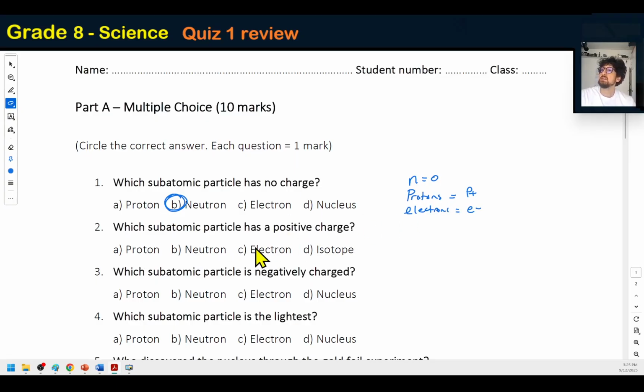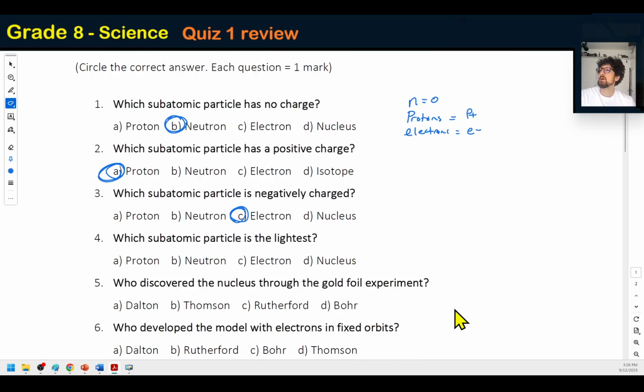Which subatomic particle has a positive charge? Well, we've just answered it. Protons are positive. Which subatomic particle is negatively charged? Hopefully everybody picked electrons. They're also the lightest. Which subatomic particle is the lightest? Electrons. Electrons are really, really light. They only weigh about 1,840 times lighter than both protons and neutrons. Neutrons have a mass of 1 AMU. Don't worry about the AMU too much. Protons have a mass of 1, while electrons have a mass of 1 over 1,840. So that means they're 1,840 times lighter than protons or neutrons.